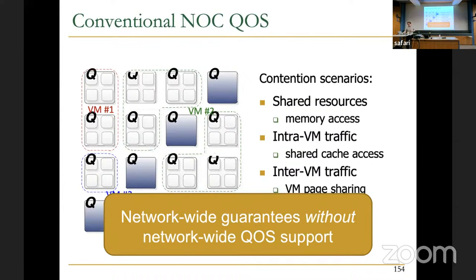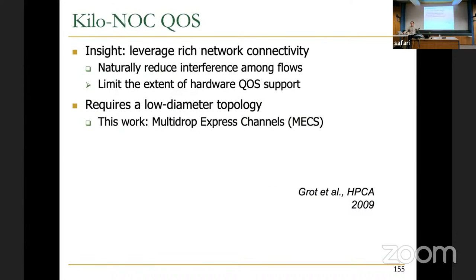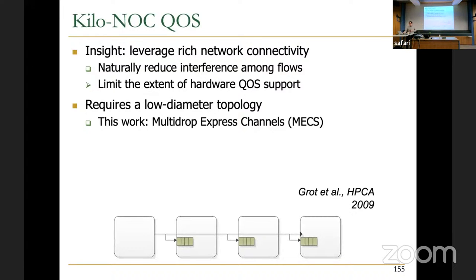And this is actually a worthy goal because these things are expensive in the end. Expensive in terms of not just cost, but also energy as well as performance. So basically the insight is to leverage rich network connectivity to naturally reduce interference among different applications, flows, and virtual machines, and limit the extent of hardware quality of service support. And this requires a low diameter topology. Actually any low diameter topology would work over here, but we use multi-drop express channels because it's a low cost, low diameter topology. So let's take a look at this.